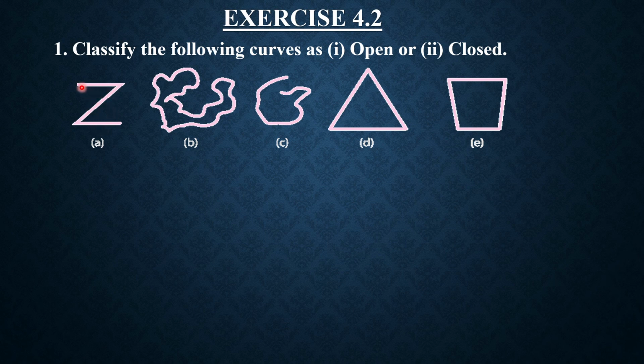If the boundary is closed everywhere, something like this. See here, this is closed everywhere. Is there any gap? No. So such kind of curves are known as closed curves. And here almost it is covered, but a gap is there. So it is known as open curve. And something like this, see, everywhere it is closed. So these curves are known as closed curves.